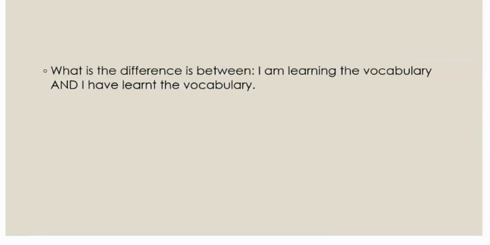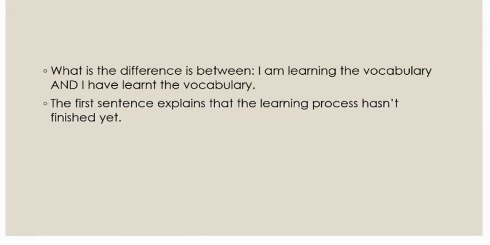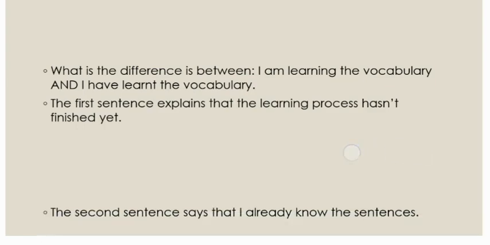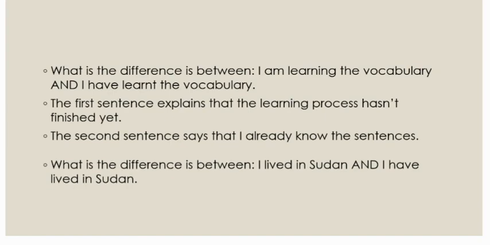So what is the difference between these 2 sentences? I am learning the vocabulary and I have learnt the vocabulary. In the first sentence, it explains that the learning process hasn't finished yet. I am learning, so I'm still in the process of it. The second sentence says that I already know the vocabulary and I'm done with learning. I have learnt. So this very subtle difference in this word gives us completely different meanings.